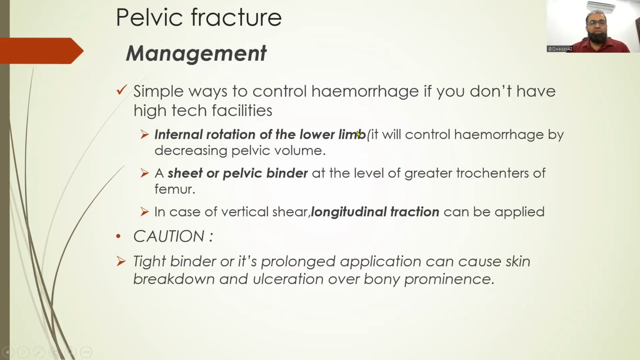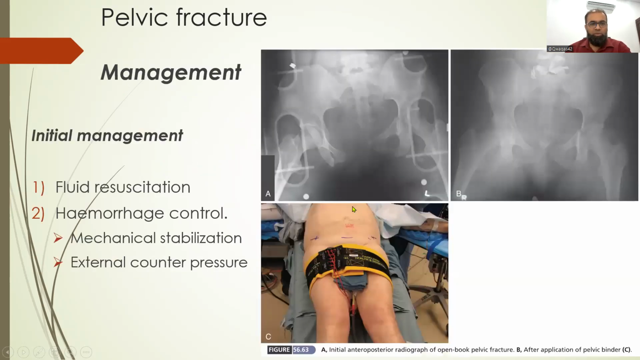Then internal rotation of the lower limb, so it will decrease pelvic volume, and a pelvic binder. Okay, and if you have vertical shear, apply longitudinal traction along with it. So you see, this is the X-ray before the application of the pelvic binder. Then after the pelvic binder, you see pelvic volume is reduced and the fracture is almost reduced. So this is a pelvic binder in place.